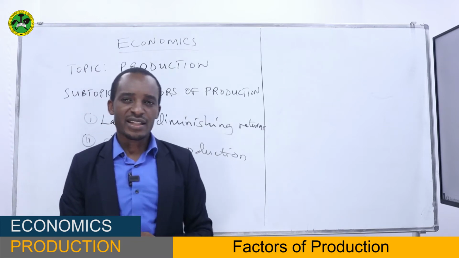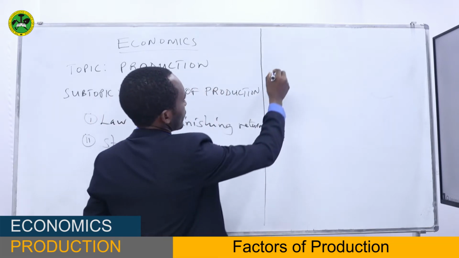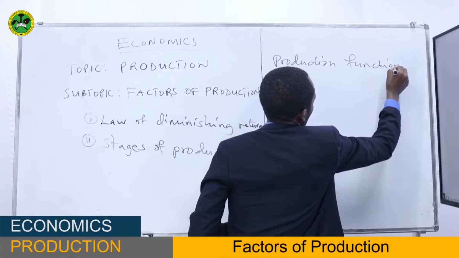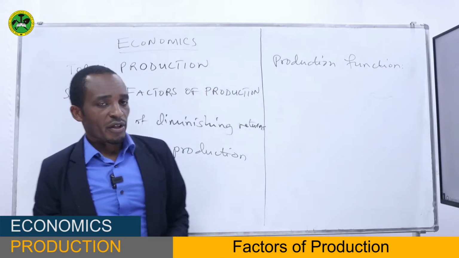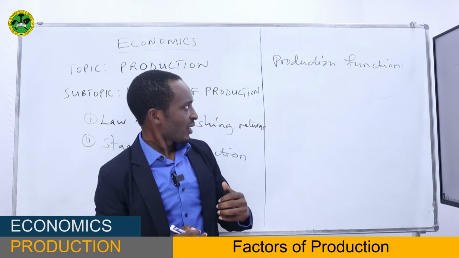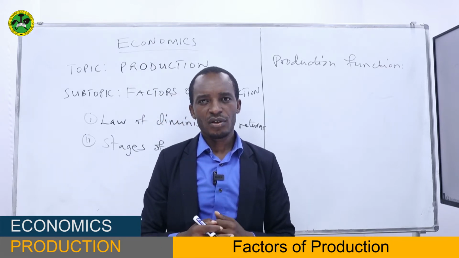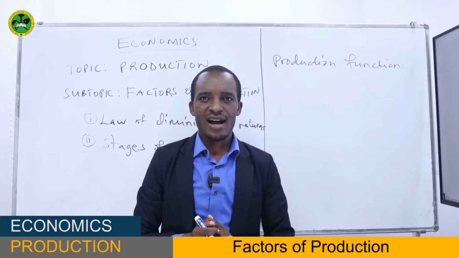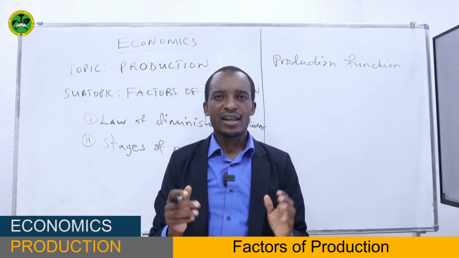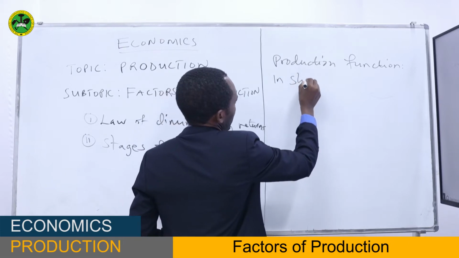Now, before we start to discuss the law of diminishing return, let us start by considering the production function. We know that in the short run, we assume that firms or producers are producing goods or output while other factors are kept constant. So in the short run, we assume one variable, especially labor, is changing while other inputs are kept constant.